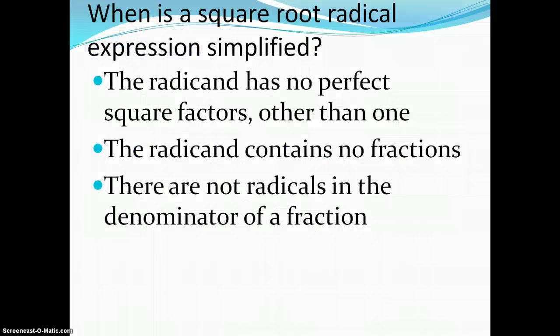So the big question is, how do we know when a square root radical expression is simplified? First, the radicand, the number under the square root, has to have no perfect square factors other than 1. The radicand contains no fractions, and you can't have any radicals in the denominator of a fraction.